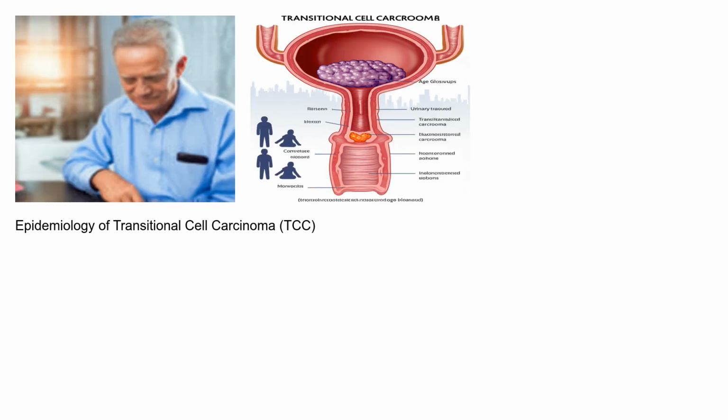Let's discuss how widespread this disease is. Transitional cell carcinoma is the most common type of bladder cancer, accounting for over 90% of all bladder cancer cases. It is also one of the more common cancers of the urinary tract overall. The incidence of TCC increases with age, with most diagnoses occurring in individuals over the age of 60. Men are more likely to develop TCC than women, and Caucasians have a higher incidence compared to other ethnic groups. The geographical distribution also shows variations, with higher rates observed in industrialized countries, likely due to occupational exposures and smoking habits.